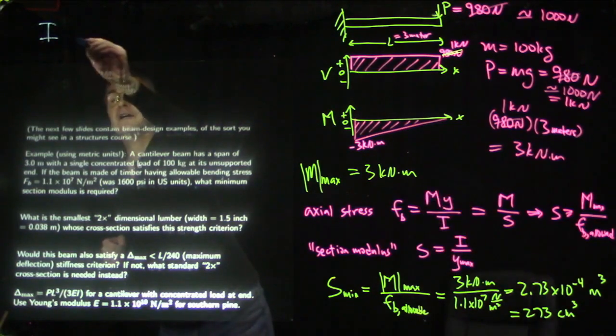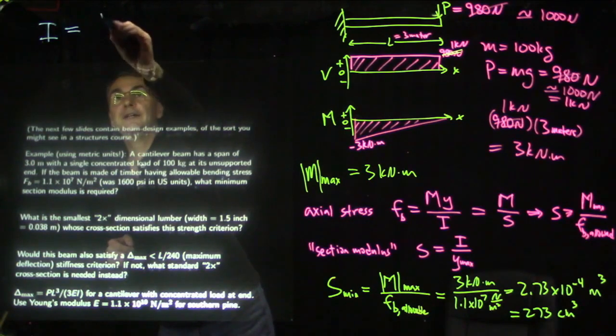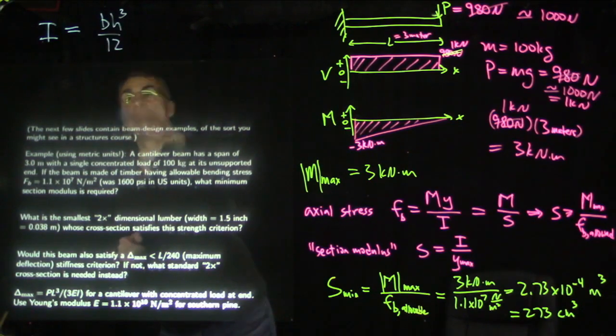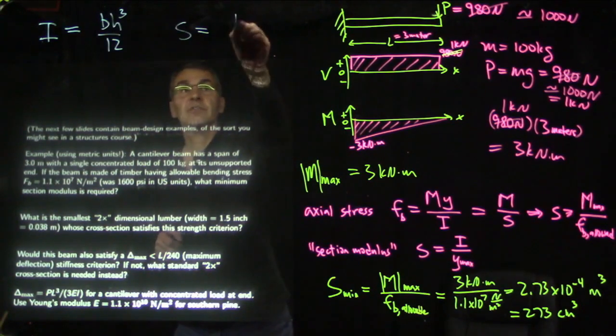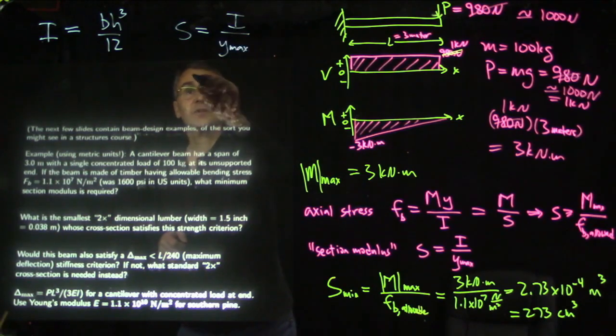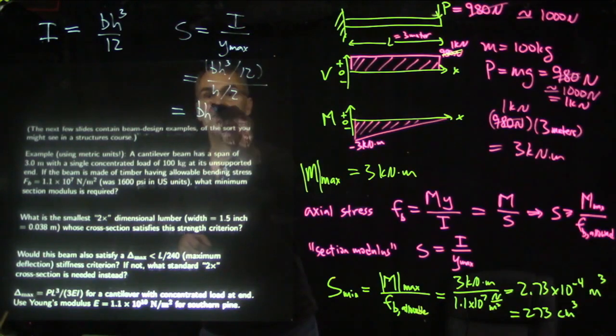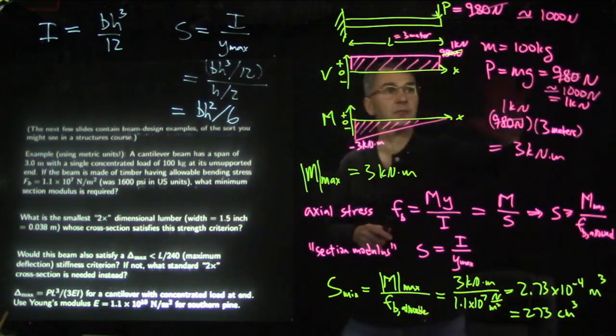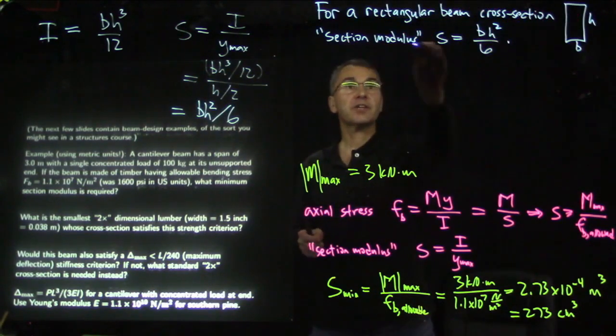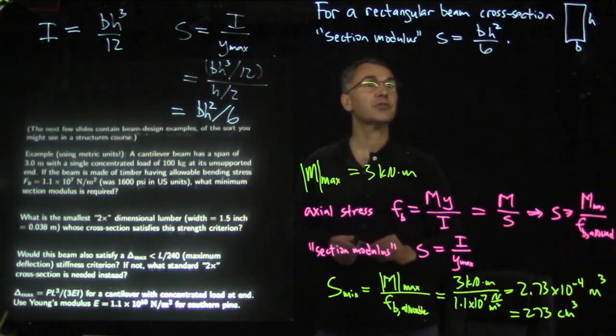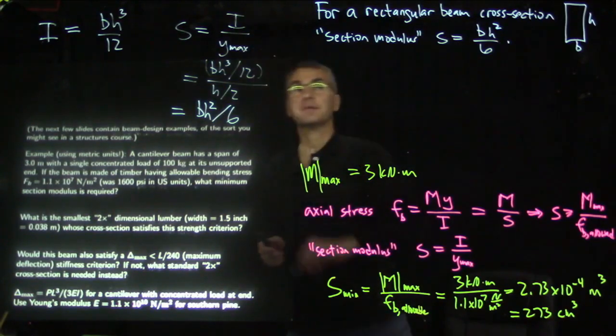Now, what's the smallest 2-by dimensional number which satisfies that? Well, for a rectangle, we have the second moment of area I is bh cubed over 12. So then the section modulus is I over ymax, which is bh cubed over 12 divided by h over 2, which is bh squared over 6. So we don't need these anymore. For a rectangular beam cross section, the section modulus is bh squared over 6. So that's the second moment of area divided by half the height.